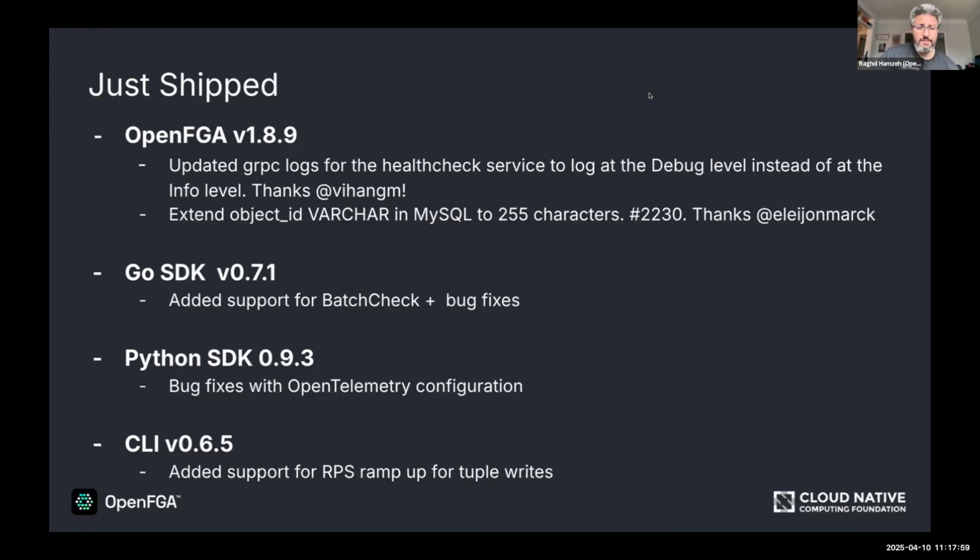On the CLI front, this is going to help you when importing, if you have any sort of rate limiting in your service and you'd like to ramp up, for example, your database as you import a lot of tuples. We added support for RPS ramp up for writes. And again, because it's using the Go SDK, it has much better, improved error handling and retry mechanism.